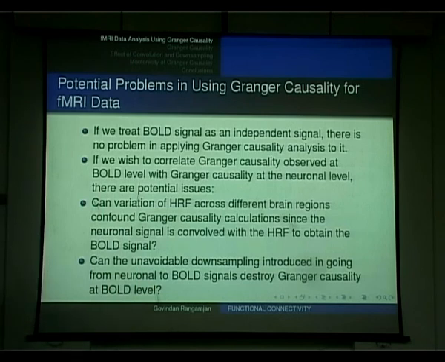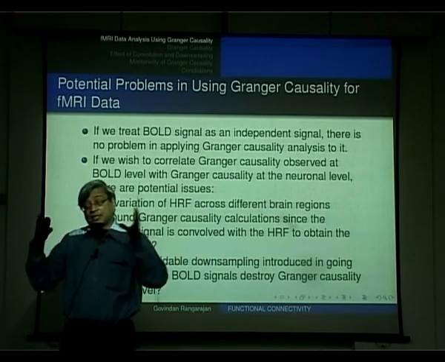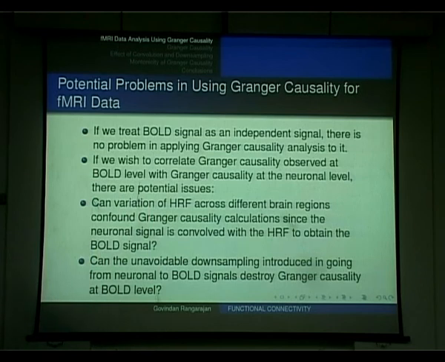But as far as this talk is concerned, we are interested in seeing whether the causal connection you observe between two regions at the bold signal level, at the fMRI signal level, is consistent with the connectivity pattern which is actually there at the neuronal level. So whether there is a consistent mapping between the two. That's what we are interested in. And as I said, the variations in when the hemodynamic response function peaks in different regions can lead to problems in doing this mapping consistently between the neuronal level and the bold level.